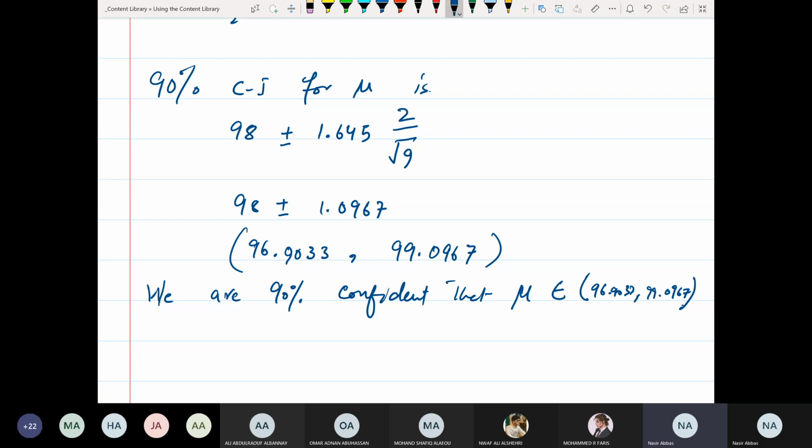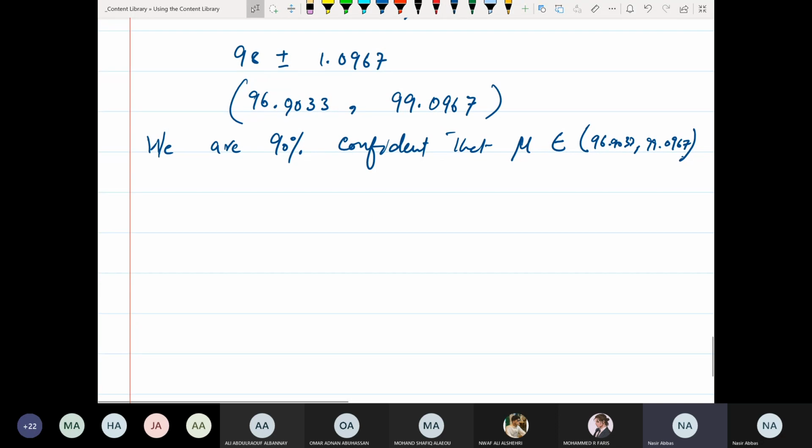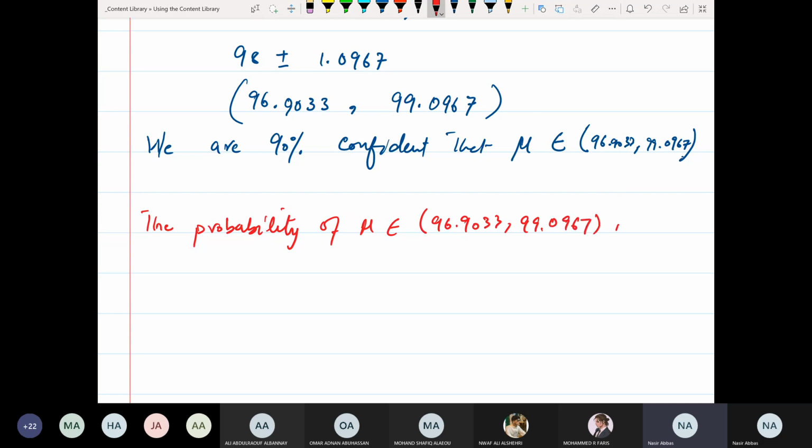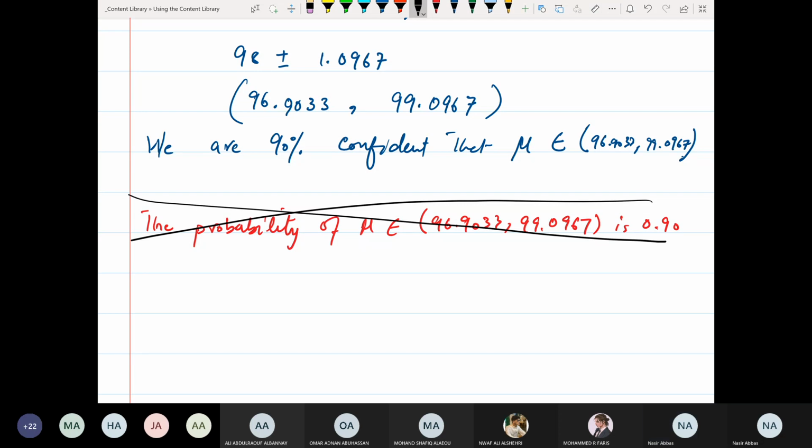Any question until this point? And now I'm going towards the question that was raised at the start of the class. Can I also write that the probability of mu belonging to this interval, 96.9033 and 99.0967, is 0.90? Can I say this? I cannot say this. Let me cross it out. And why I cannot say this, I'm going to explain it now. I cannot interpret the final answer in terms of probability.